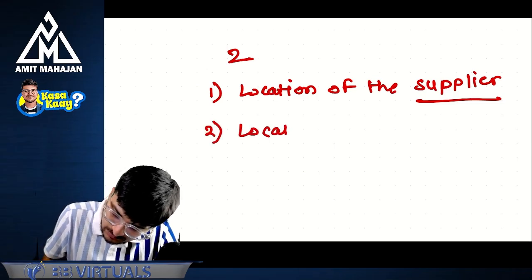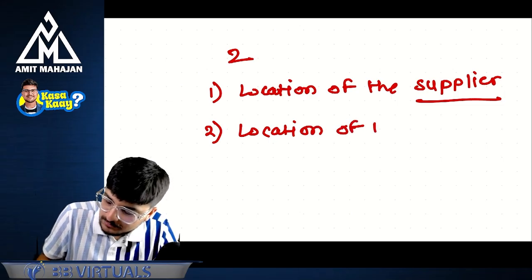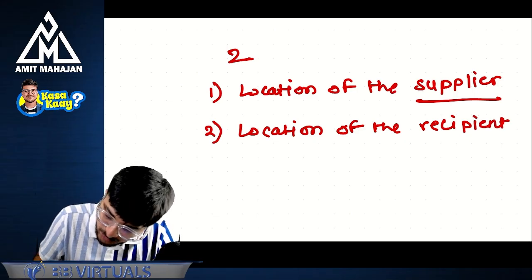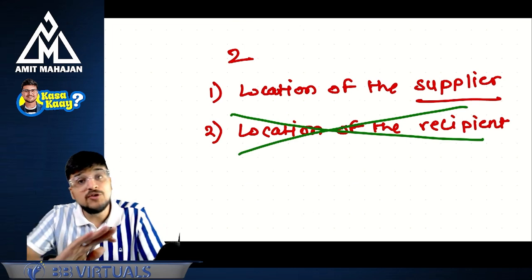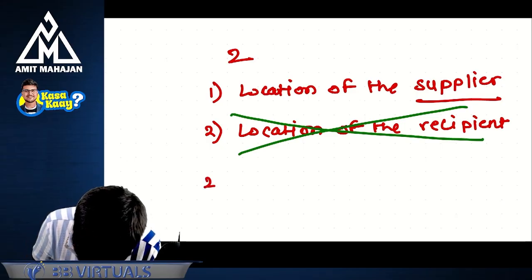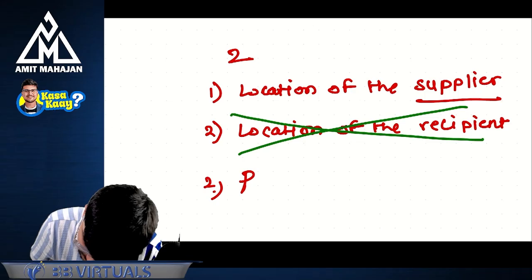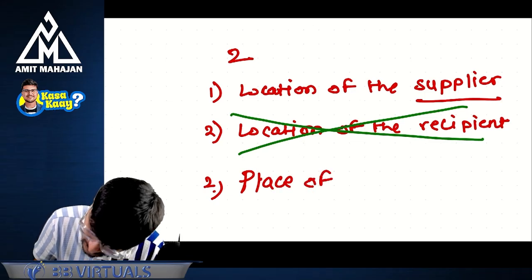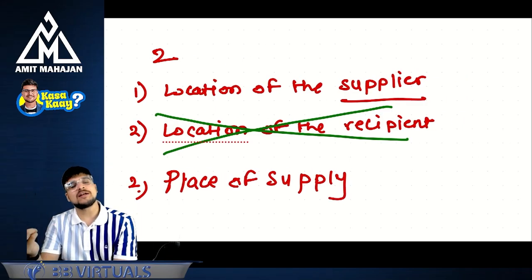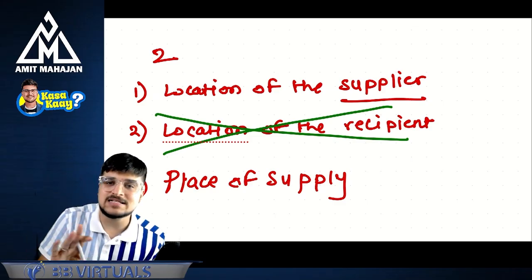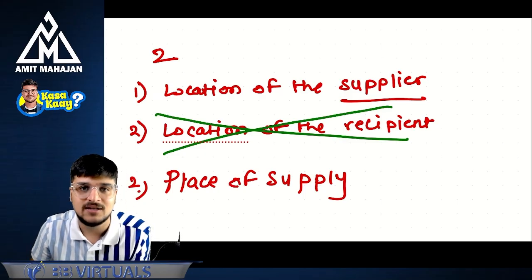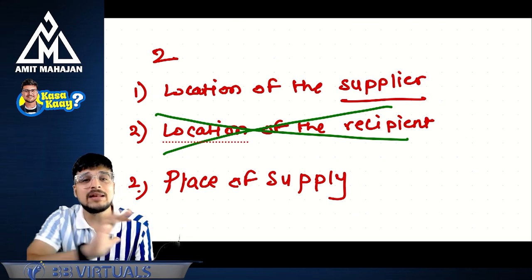Second, the location of the recipient. We will not consider the location of the recipient. We have to consider the location of the supplier and the place of supply. If these two, the supplier's location and the place of supply, are in the same state, then it is intrastate. If the location of the supplier and the place of supply are in different states, it is going to be interstate. Which means the location of the recipient is absolutely irrelevant for us.